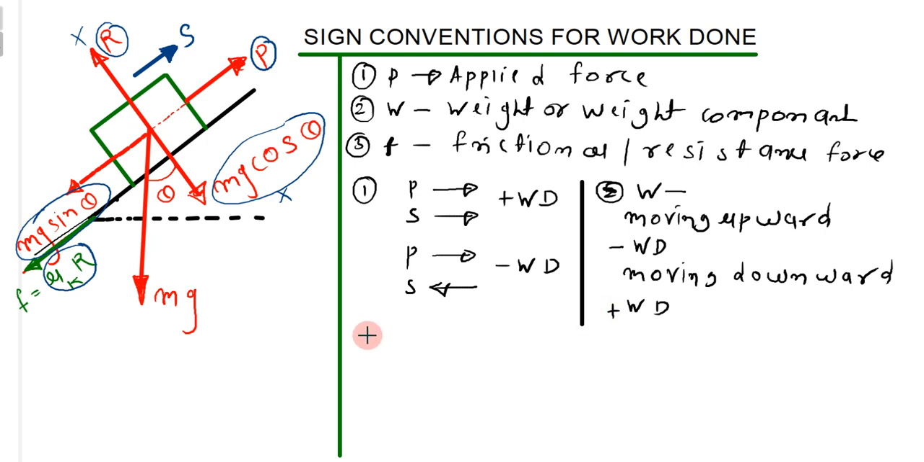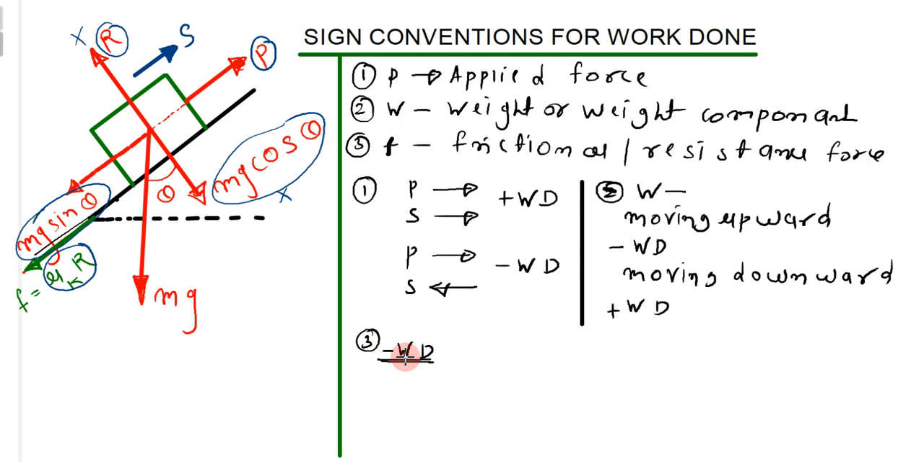Okay, so the third force is the frictional force. It is clear cut, it always opposes the motion. So the work done by frictional force, or by any resisting force, is always negative. This is always negative work done. So I am concluding this.